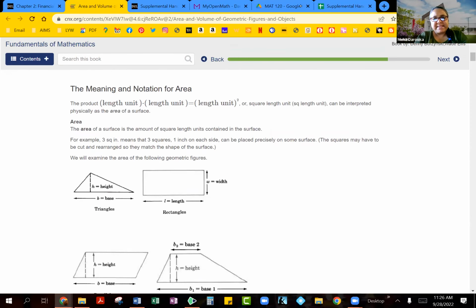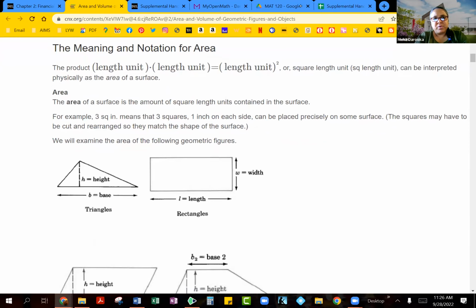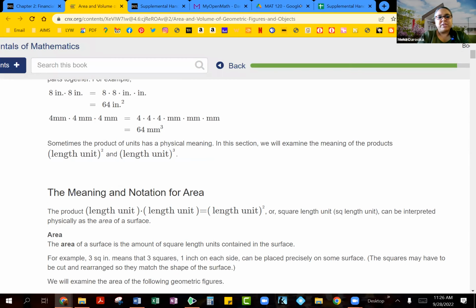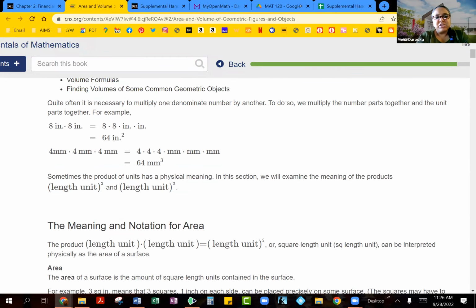So just your basic formulas over here when we're working with area. Most of these are going to be two-dimensional objects. So when we're talking about the area, remember we had mentioned how when you're multiplying units, since you're going to be doing unit times unit, you should get unit square. So area will be square inches, square feet, square meters, depending on what it is.